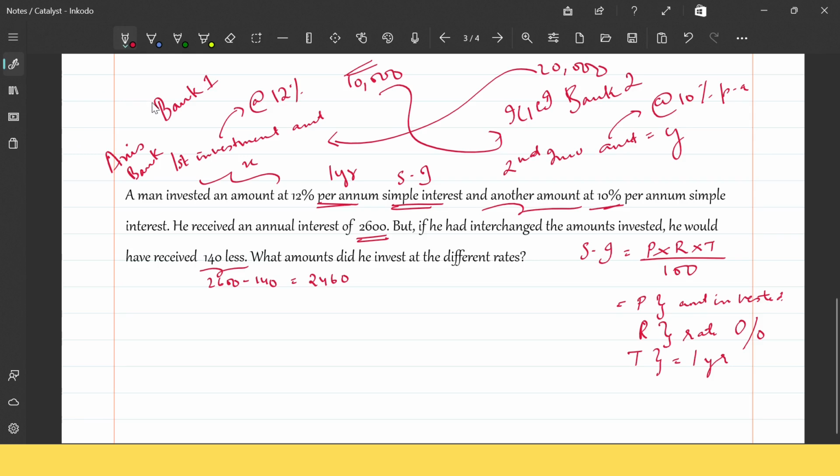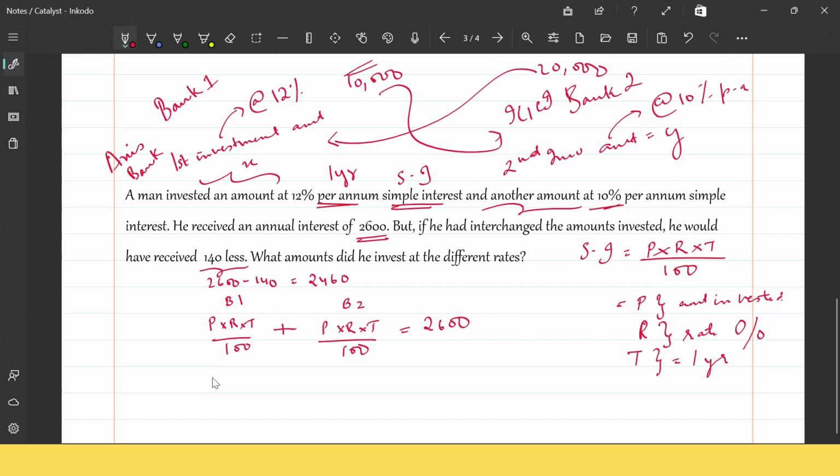So if he has invested X rupees, now here I took the example of 10,000. Now I am telling in bank 1 he has invested X rupees. The principal amount is X rupees at 12% per annum. What is the simple interest he is going to get from bank 1? Simple, P into R into T by 100 for bank 1. Plus, what is the interest he will get here? Again P into R into T by 100 for bank 2's value. This should give me 2,600, right?